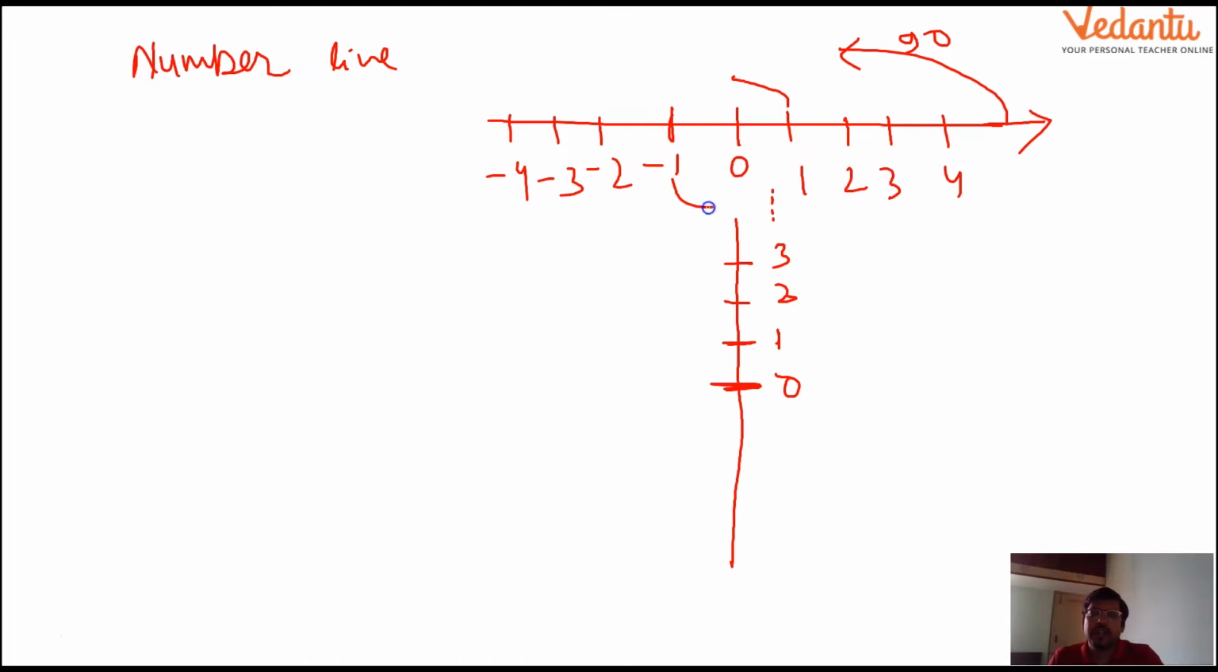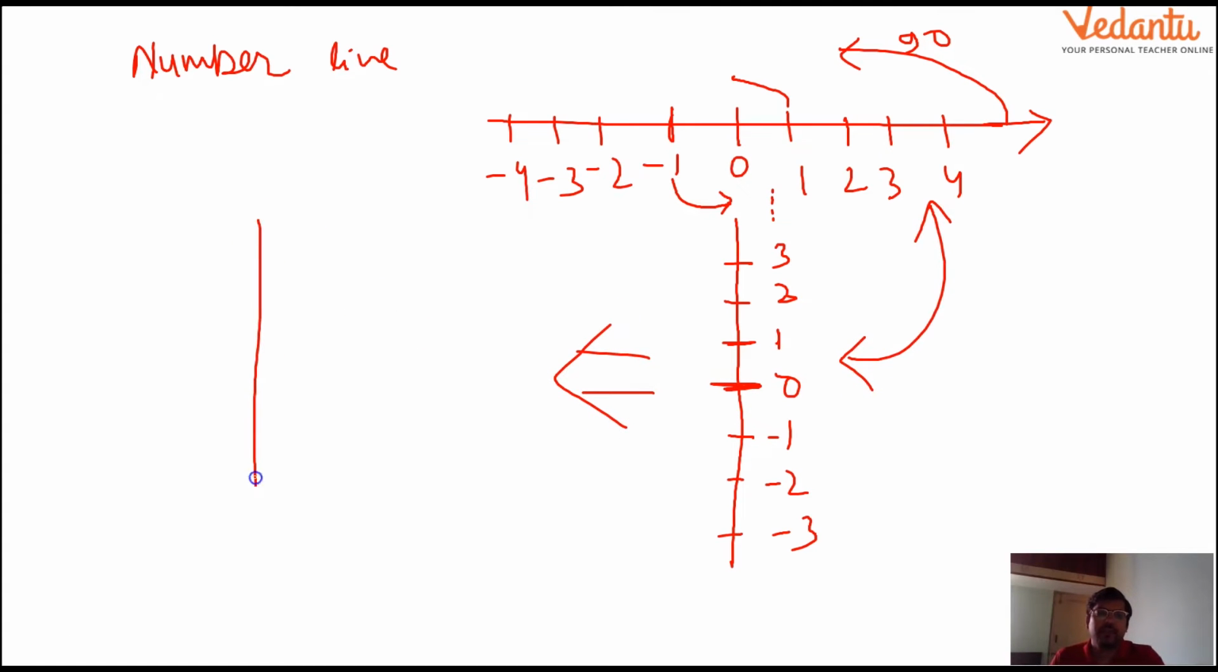And surely this -1 will come to this side. So it will become -1, -2, -3 and so on. Now you tell me, if I combine these 2 lines together, will I get this type of figure?